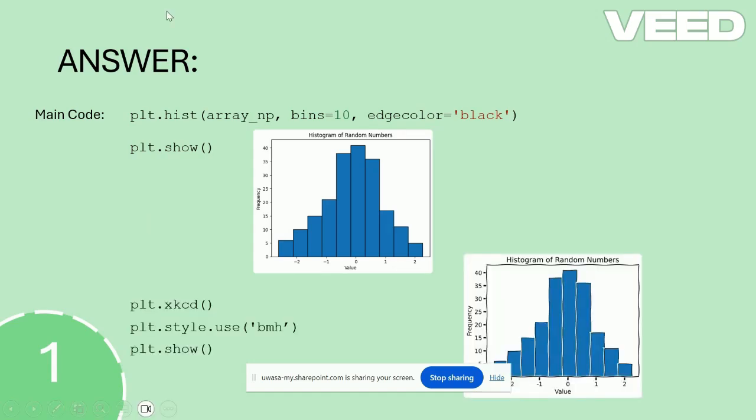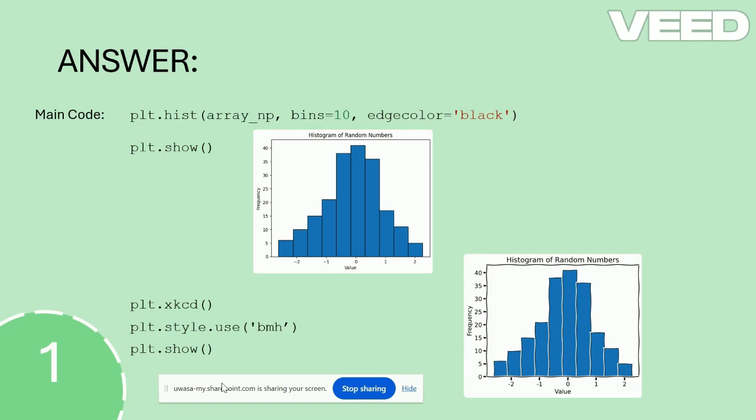Use plt.xkcd or plt.style.use. Either of them is enough. And then use plt.show. Wow, you can see the plot. It's so handy and comic, it's so nice and friendly.